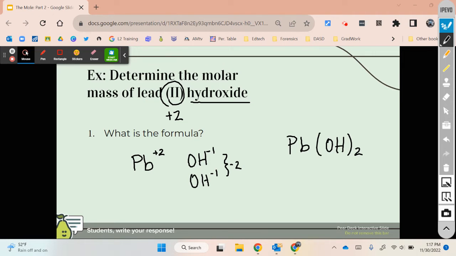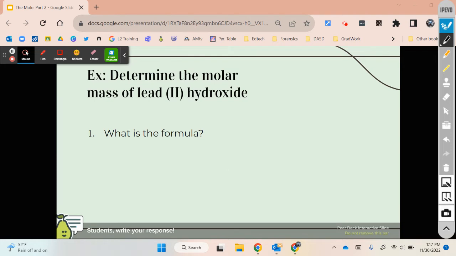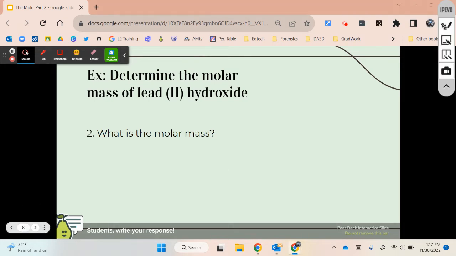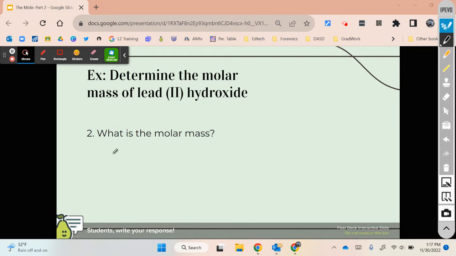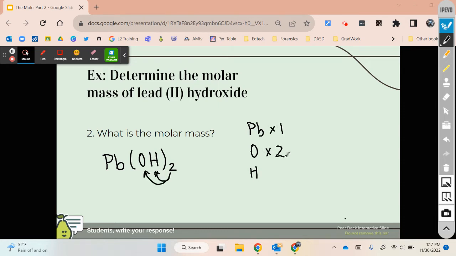Okay, so that's our first step. We first have to figure out the formula. From there, we're going to add up how heavy this particular compound is. So we remember from our previous slide that the formula is Pb(OH)2. So I need to add up the leads and the oxygens and the hydrogens. I have 1 lead and I have 2 oxygens and 2 hydrogens.